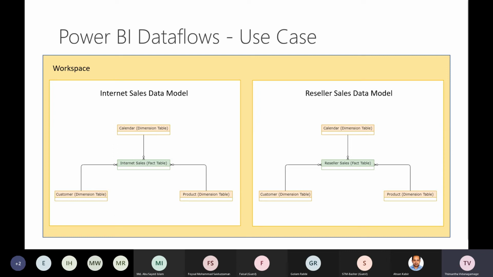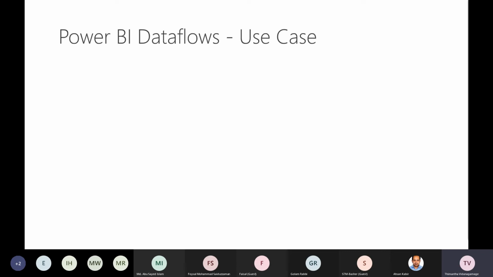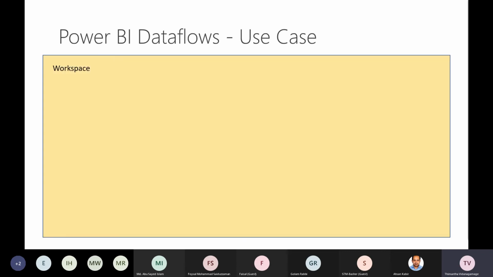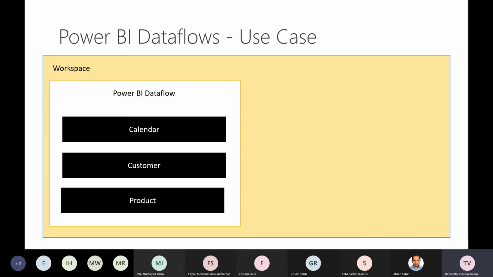So what you want to do is create a centralized environment where you can centrally manage these dimensions which are duplicating, and it can be used for multiple data models as per your preference, which would look something like this. So you have the workspace, and then you have the centralized environment, which is the Power BI data flow with output tables for calendar, customer, and product inside this data flow.